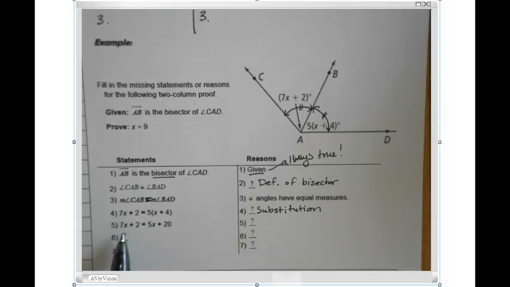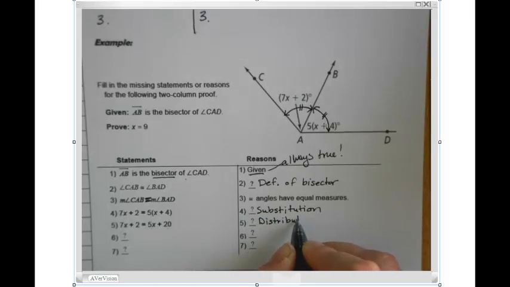Okay, reading on. How does this line then change into this line? Well, the left side of the equation didn't change at all, but the right side, it looks like the 5 has been multiplied through the parentheses. 5 times x is 5x, and 5 times 4 is 20. You might remember that's the distributive property, and that is our justification, distributive property.